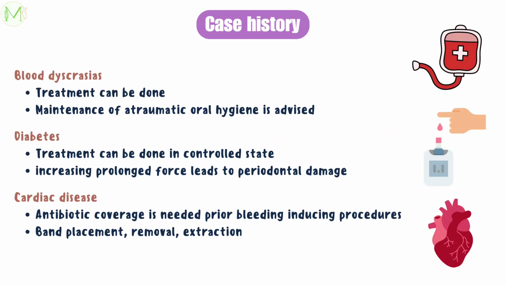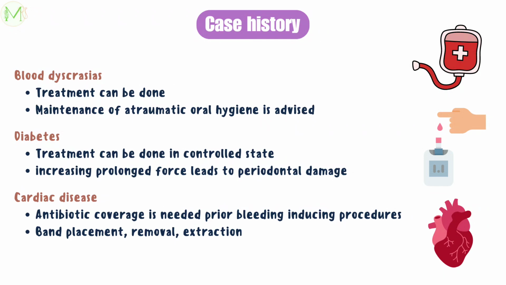Now let's see some common medical problems and how they affect orthodontic treatment. Firstly, we have blood dyscrasias. Here, orthodontic treatment is not contraindicated. It can be done but with precautions. Special management is needed for the patient if extraction is indicated.